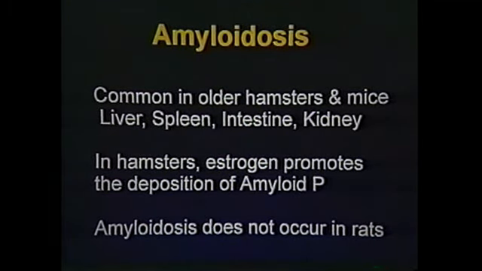So to summarize, amyloidosis is common in old hamsters and certain strains of mice. There are a variety of organs that may be affected. And in hamsters, there's evidence that estrogen certainly promotes the deposition of amyloid P, and amyloidosis is more common in female hamsters than it is in males. And just to remind you that amyloidosis does not normally occur in the laboratory rat.